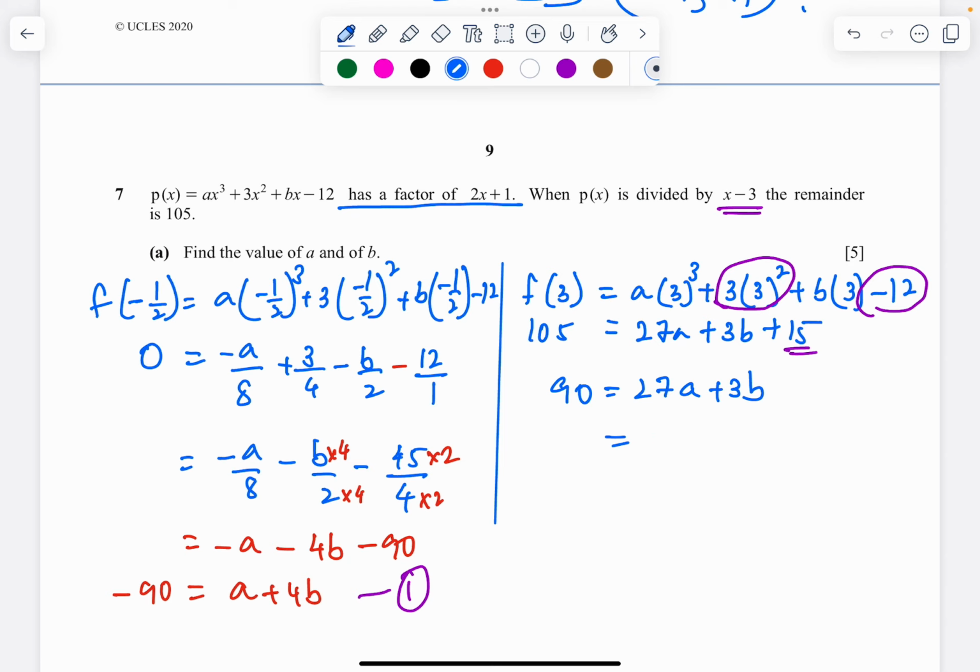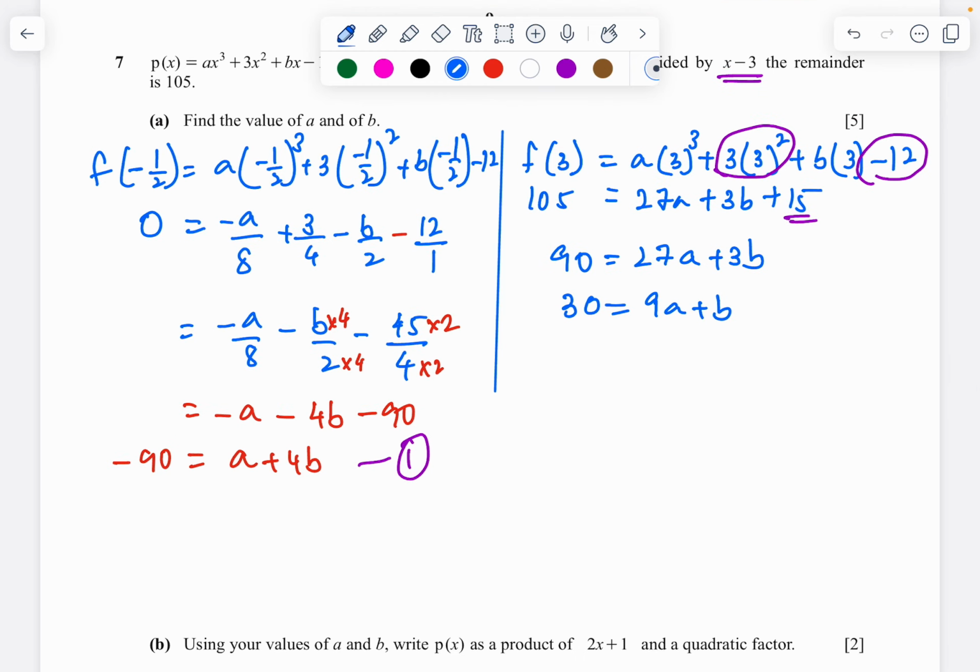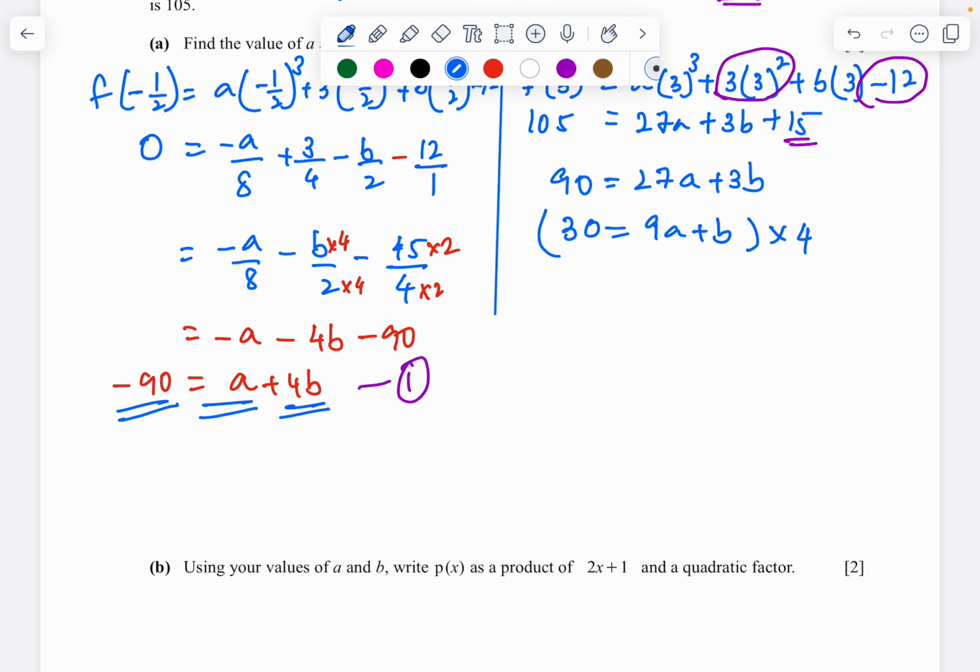I will divide everything by 3, so I will get 9a plus b equal to 30. So now you can see that this is a and this is 4b and this is 90. So you see that there are no similar terms, so I will better change this one to times 4, because we need to cancel one variable, right? So this gives me 36a plus 4b is equal to 120.